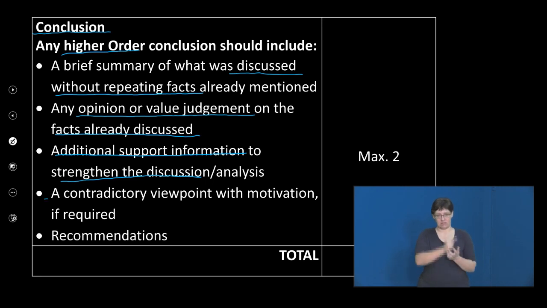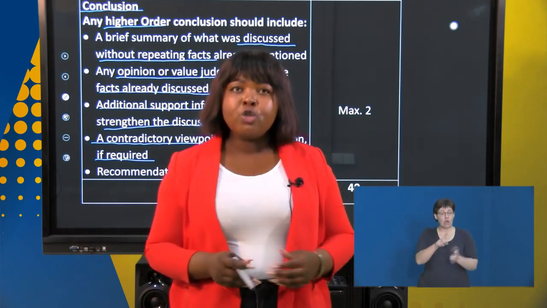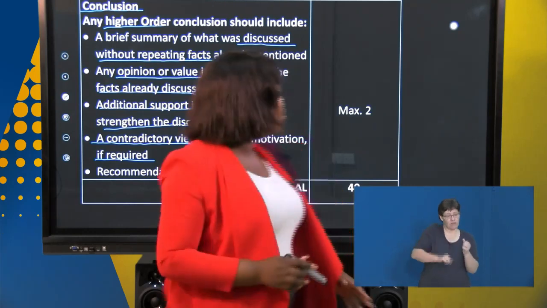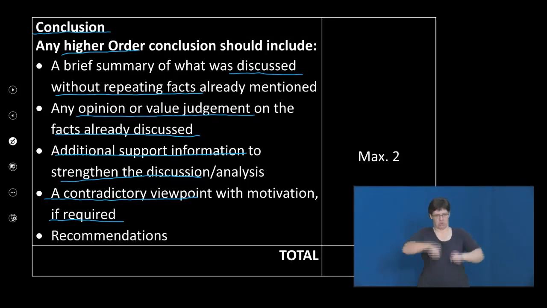Right? A contradictory viewpoint with motivation if it is required, especially for evaluate kind of questions in the essay where you were required to evaluate. Remember, an evaluate question requires you to give arguments for and arguments against. So in the conclusion, you can make a contradictory viewpoint with motivation if required. This carries 2 marks in the exam, which gives our total for the essay 40 marks. So the essay carries a total of 40 marks.